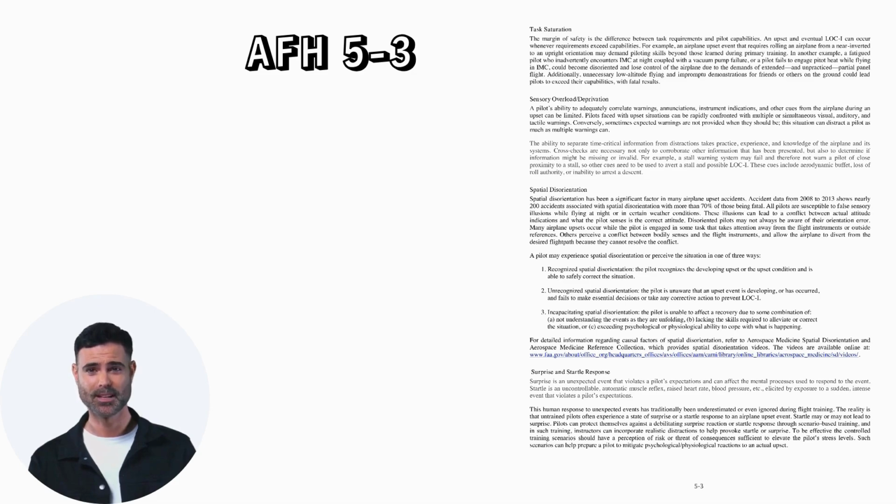3. Incapacitating spatial disorientation. The pilot is unable to effect a recovery due to some combination of A. Not understanding the events as they are unfolding, B. Lacking the skills required to alleviate or correct the situation, or C. Exceeding psychological or physiological ability to cope with what is happening.